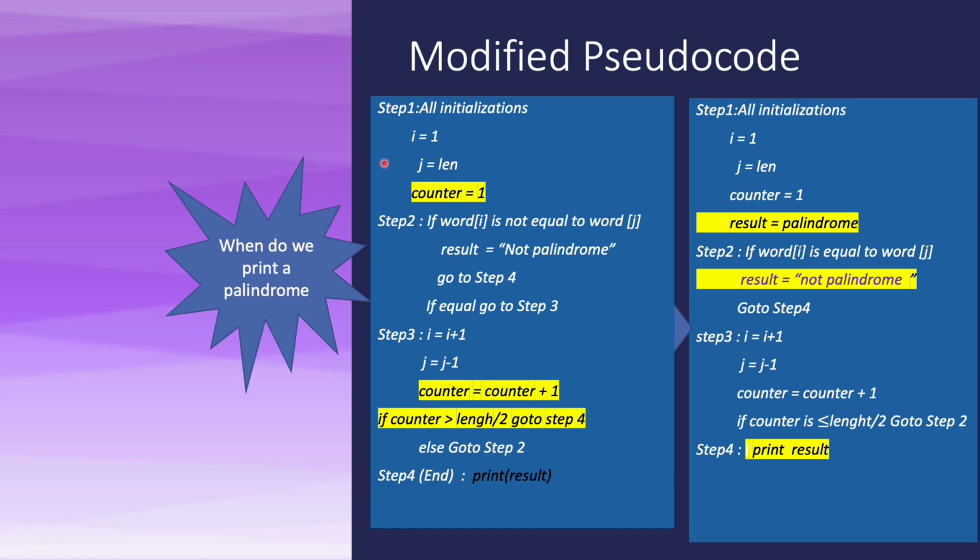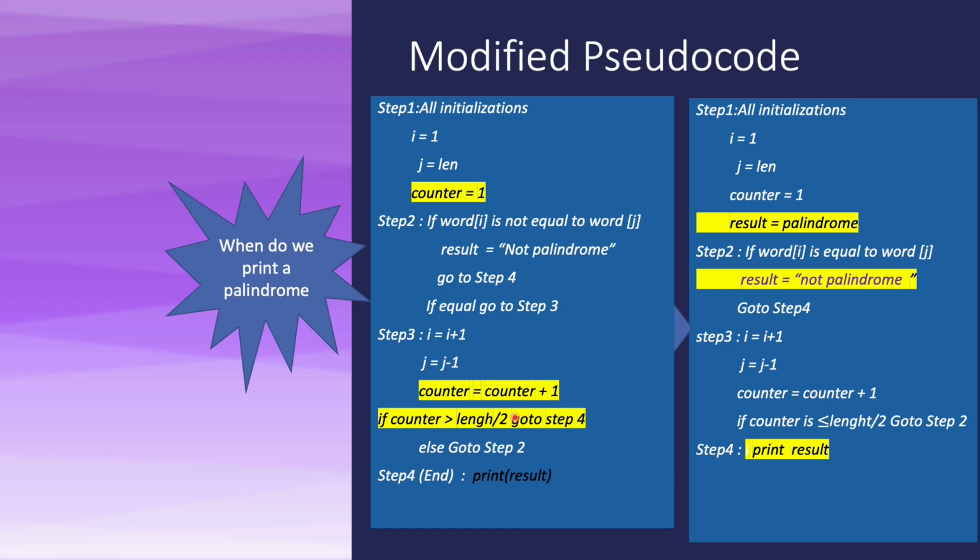So this is what we have written earlier. We are printing here the result if the word is not a palindrome. But when do we print if it is a palindrome? So far, nowhere are we writing the result as a palindrome. One of the ways to do it is in step 3, we increase the counter, and if the counter is greater than length by 2, we can say that so far we are finding this word as a palindrome. So maybe result as a palindrome, right?